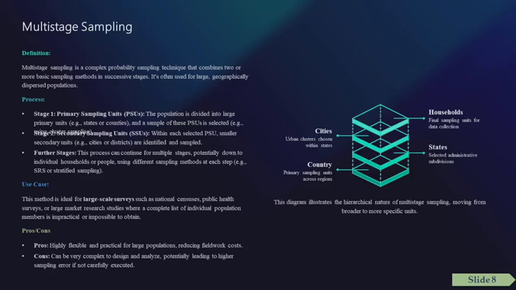This method is ideal for national census or health surveys where listing every individual is impossible. The good sides of this method include its flexibility and reduction in fieldwork costs, with the potential contrary side like complex design and potential higher error. Looking at the slide, the pyramid diagram hierarchies from country indicated at the broad base to states, cities, and households at the narrow top, with arrows showing progression. This illustrates the hierarchical nature, moving from broad to specific units.